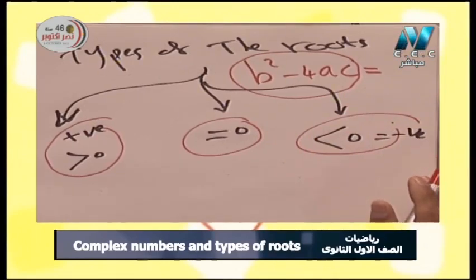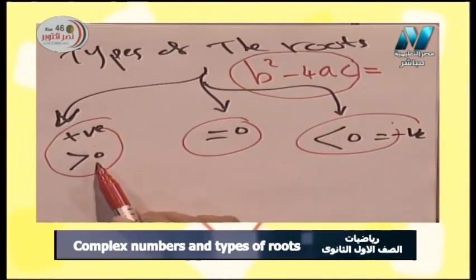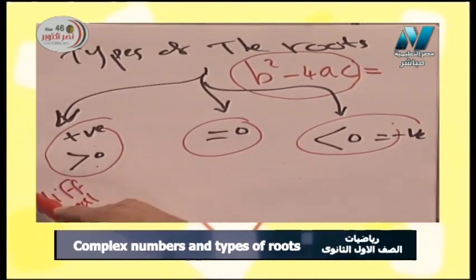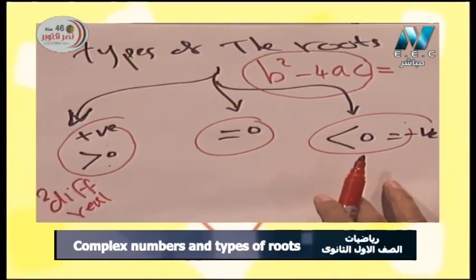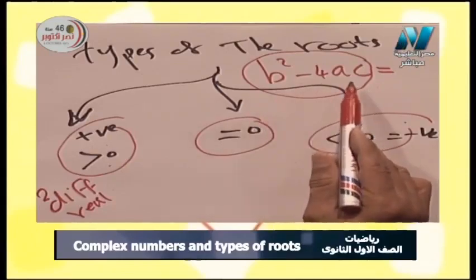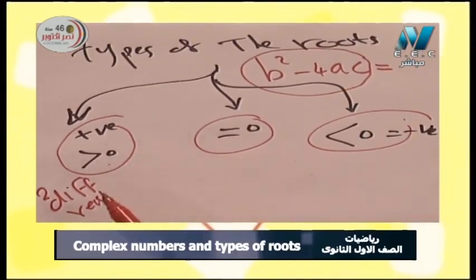Okay, what happens if the discriminant equals a positive number, or greater than 0? Then we will predict that the 2 roots will be 2 different real roots. We predict that if b power 2 minus 4ac is a positive number, greater than 0, the 2 roots will be 2 different real roots.